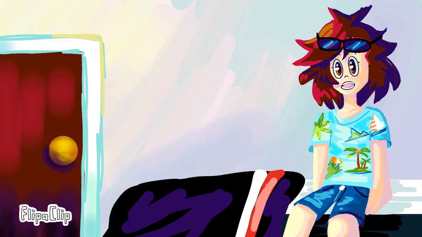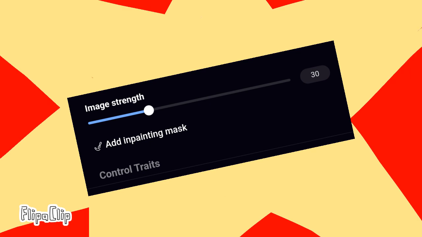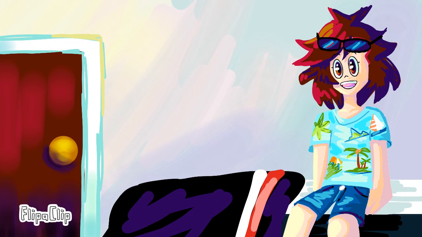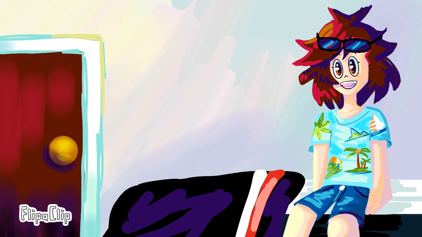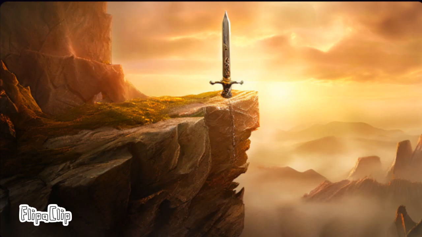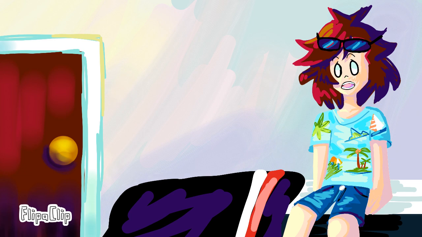So now, let's stick this drawing into the AI, put in the prompt "sword on hill," and then mess around with the image strength slider a bit, which controls how much your art influences the AI. And then, bam! We did it! So the first AI image here, which is 30% influenced by my artwork, doesn't really look super interesting.